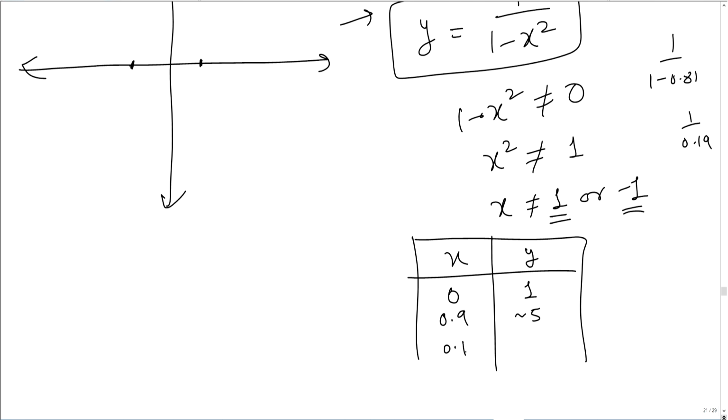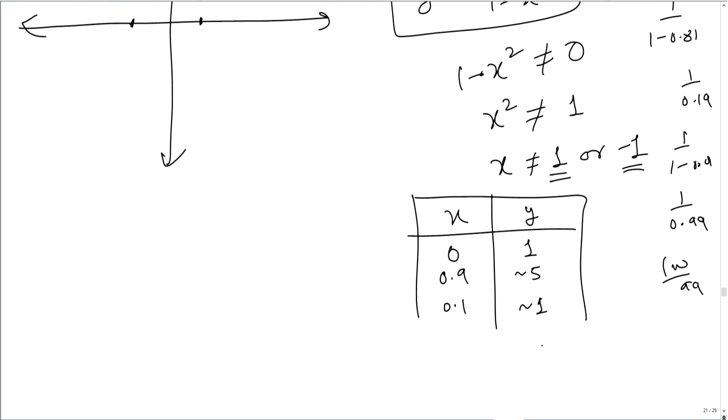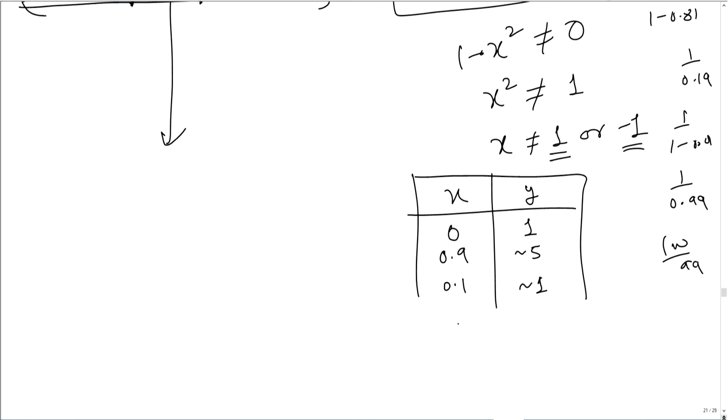What if x is 0.1? When x is close to 0, the value of y is 1 divided by 1 minus 0.01, so 1 divided by 0.99. That is 100 by 99, so this is actually close to 1. So when x is close to 0, the value of y is close to 1. And this would remain the same even if you take minus 0.9 or minus 0.1, the value of y would remain 5 or 1, right?